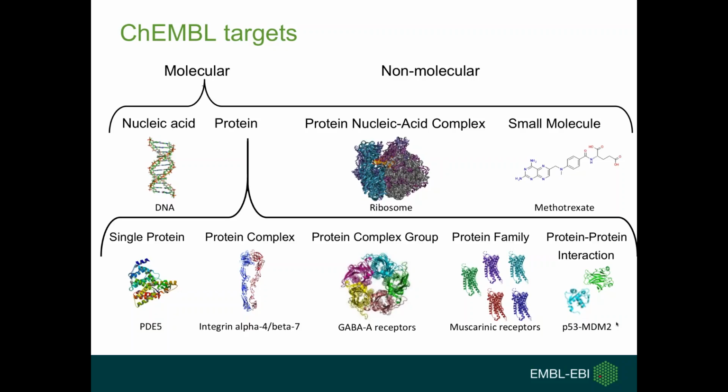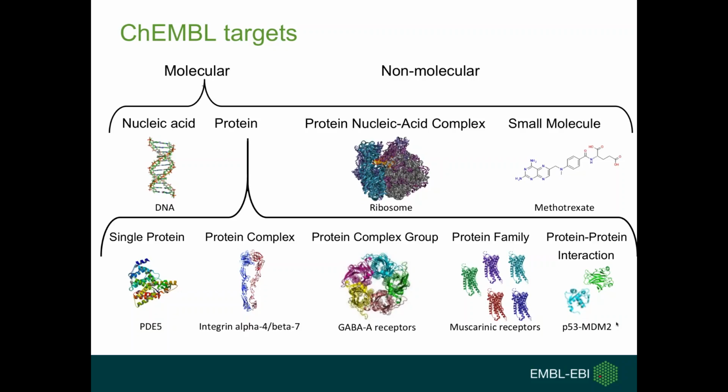But even within the protein targets, these can be subdivided into single proteins, something like phosphodiesterase 5, or protein complexes, where the drug actually binds to a protein complex consisting of multiple subunits. There are cases where we know the target is a protein complex, so for example GABA-A receptors, but we don't know the exact subunit combination that is present in that target, so we call these a protein complex group. It's sort of a fuzzy complex.